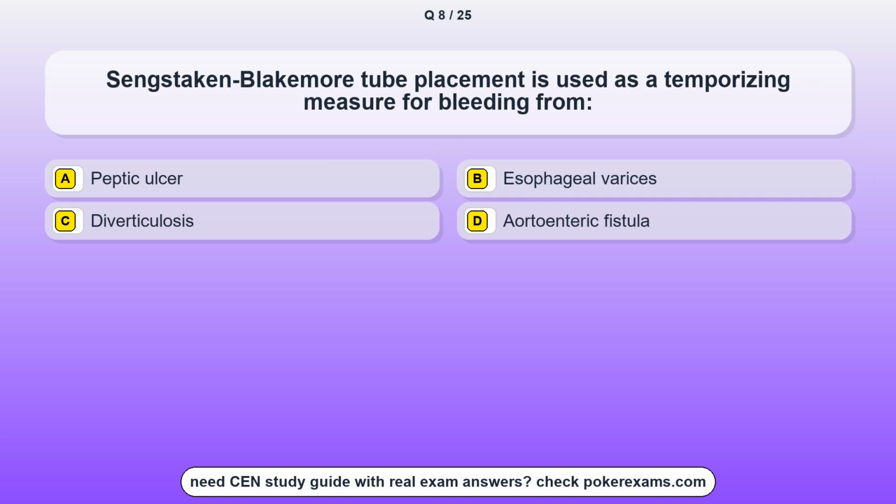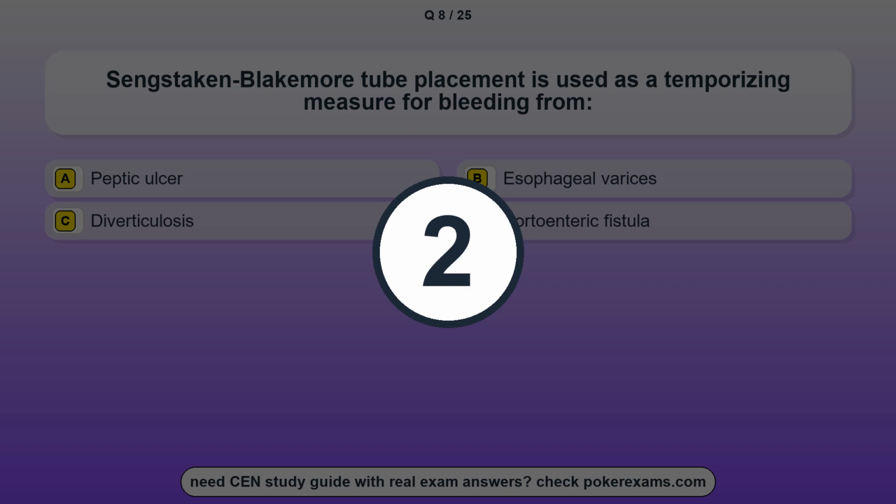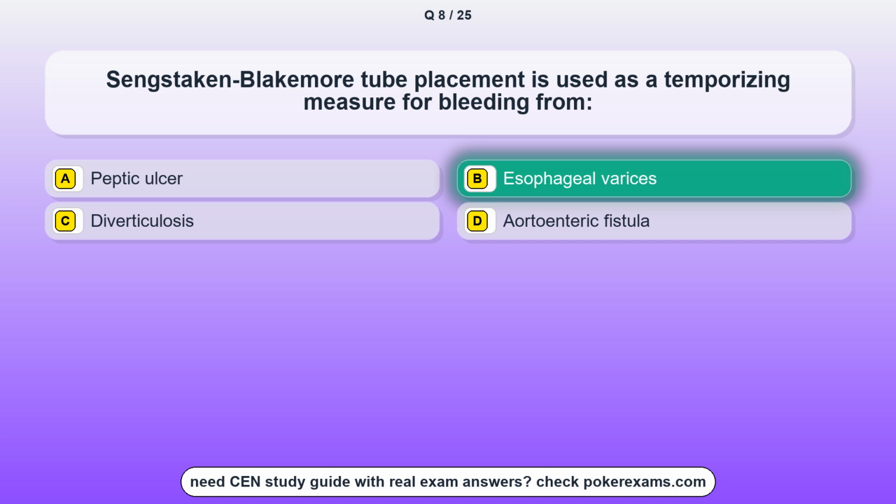Question 8. Sengstaken-Blakemore tube placement is used as a temporizing measure for bleeding from: Option A, peptic ulcer. Option B, esophageal varices. Option C, diverticulosis. Option D, aortoenteric fistula. The correct answer is option B, esophageal varices.